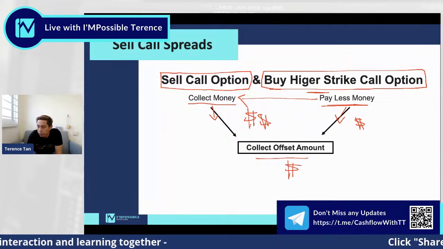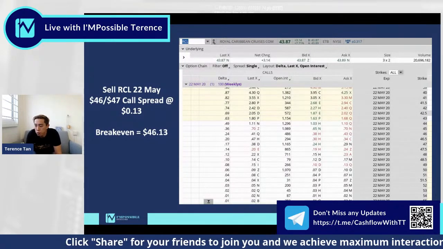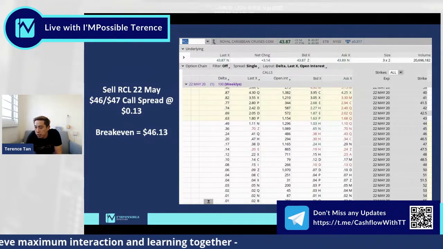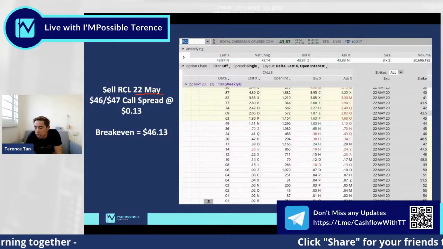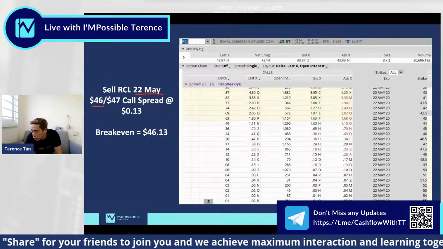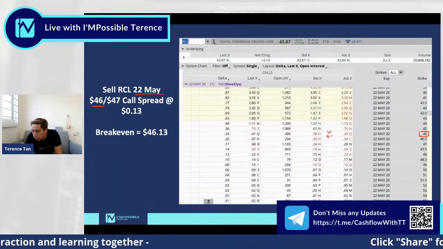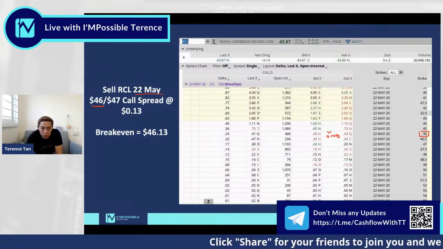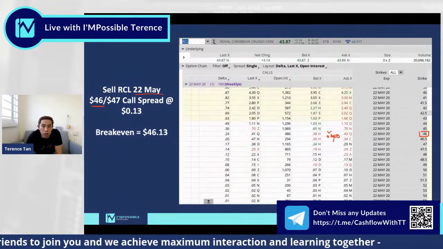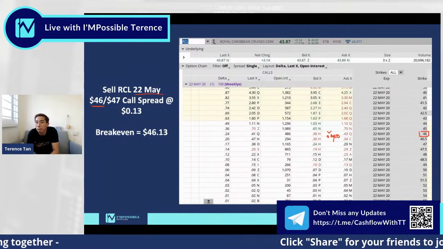Okay, let's move on. Next part, following on from yesterday's example. If we did the Royal Caribbean call spreads, that means we decided to sell a call spread on RCL, for the 22nd of May. Yesterday we discussed the idea of selling the 46 call option, and we discussed that you could pocket around 40 cents for doing so. But it comes with what we call unlimited risk, where if the stock keeps going higher, which it actually did, you would have compounded losses on this trade.